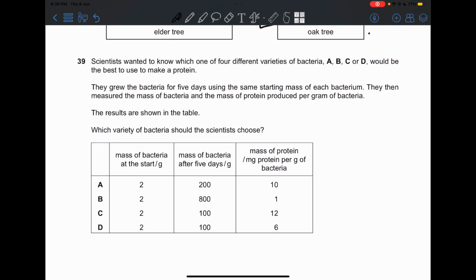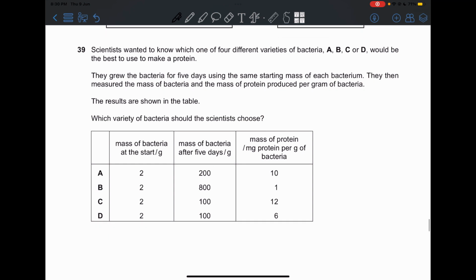39. Scientists wanted to know which one of the different 4 varieties of bacteria would be the best to use to make a protein. The results are shown in the table. Which variety of bacteria should the scientists use? Now, over here, we need the highest mass of bacteria as much as possible, and also the highest mass of protein per gram of bacteria. So it's going to be A actually.